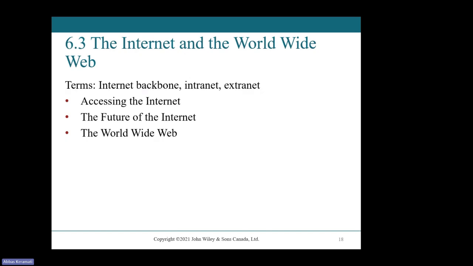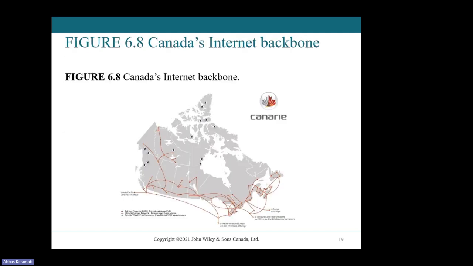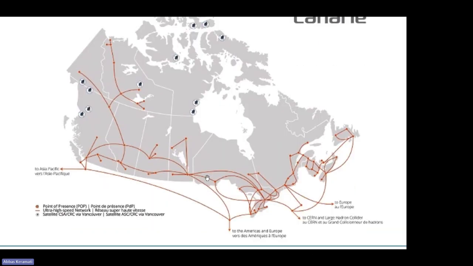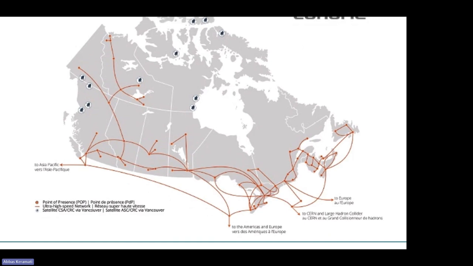So let's take a look at the definitions for these concepts. Internet backbone for Canada, as you can see, is called CANARIE. CANARIE is the internet backbone, the fiber optic cable Canada-wide, coast to coast to coast, as you can see. And the red lines show the internet backbone of Canada.